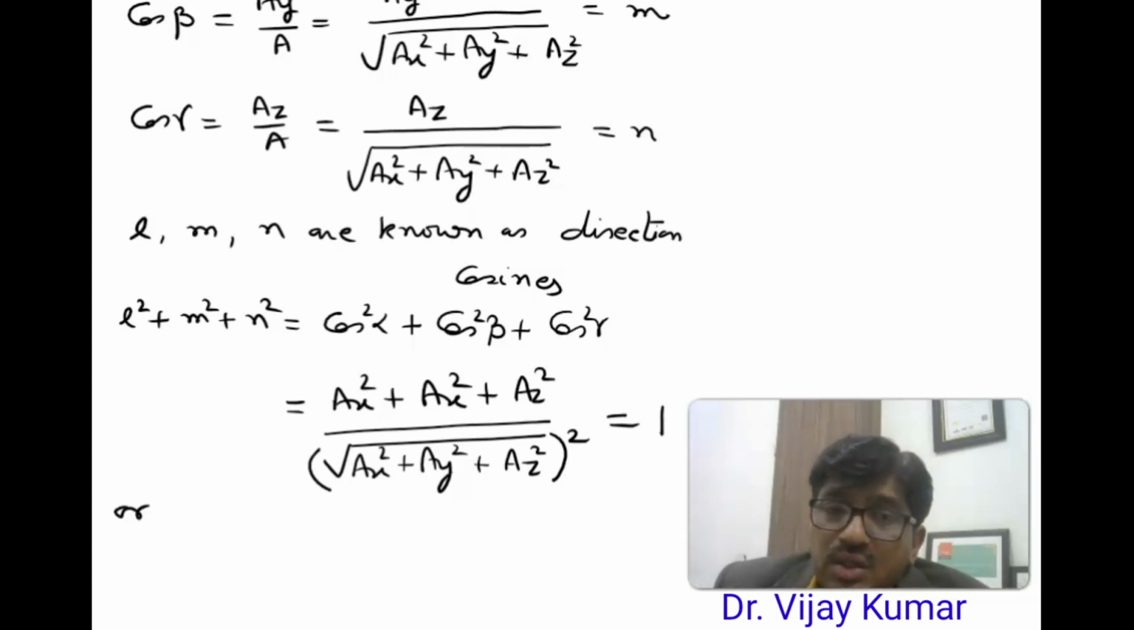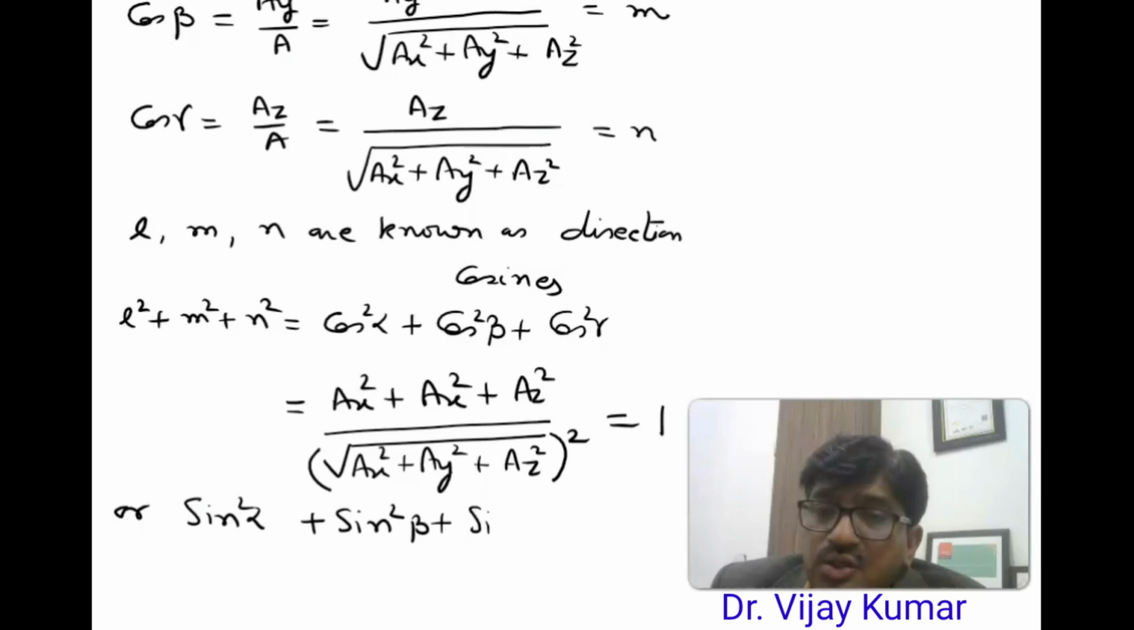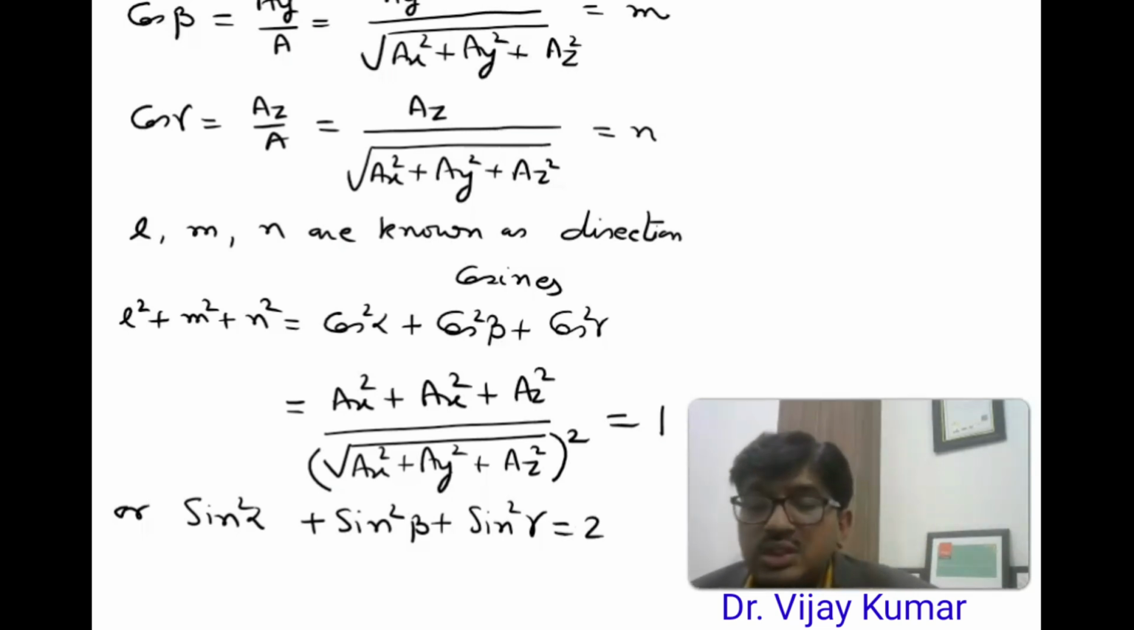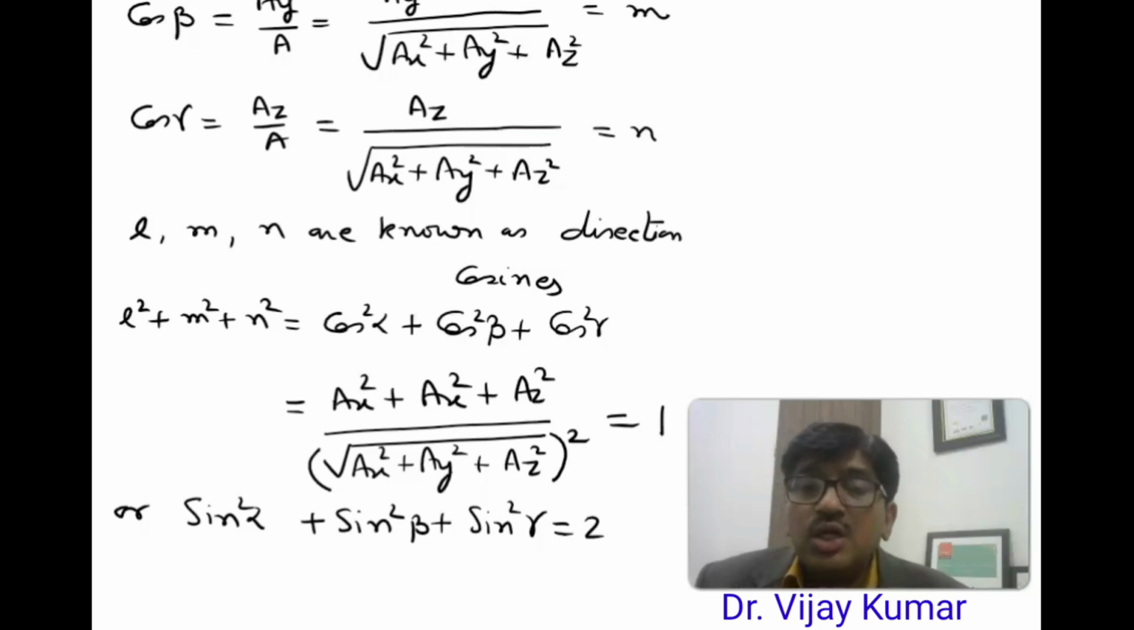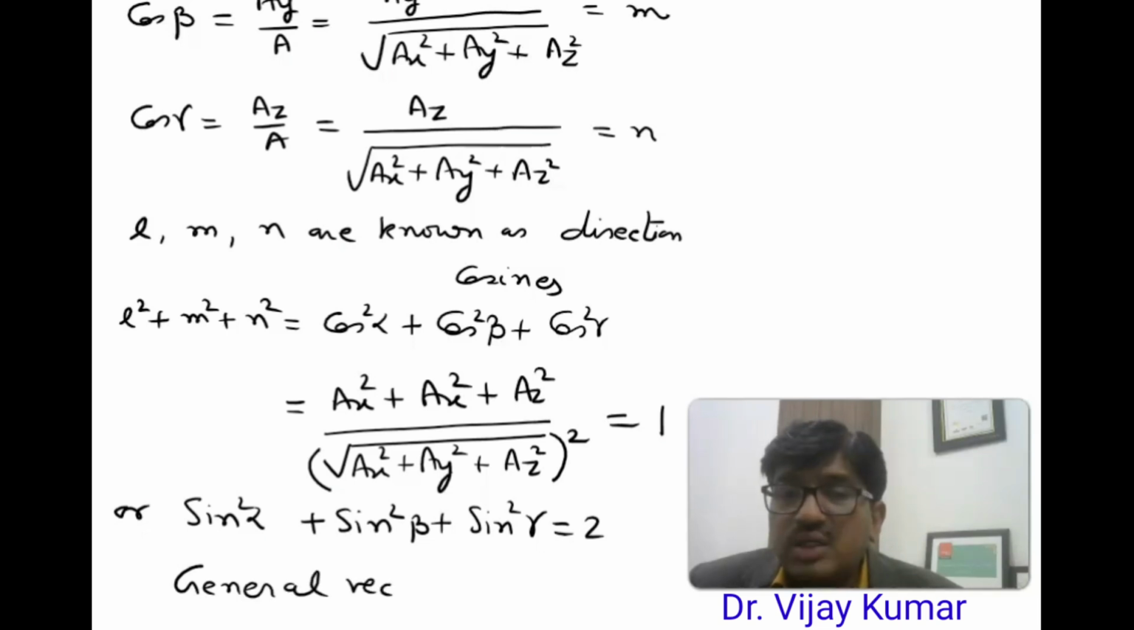Or we can say that sine square alpha plus sine square beta plus sine square gamma should be equal to 2. In similar problems, we have to use it directly. We can directly use sine square alpha plus sine square beta plus sine square gamma equal to 2. Now we will discuss the general vector in two-dimensional plane.